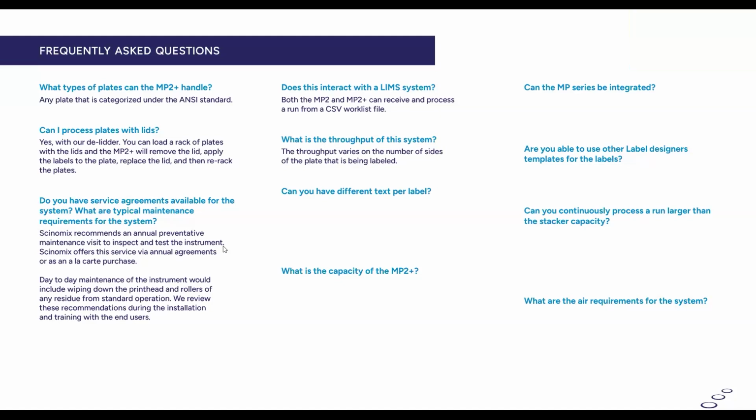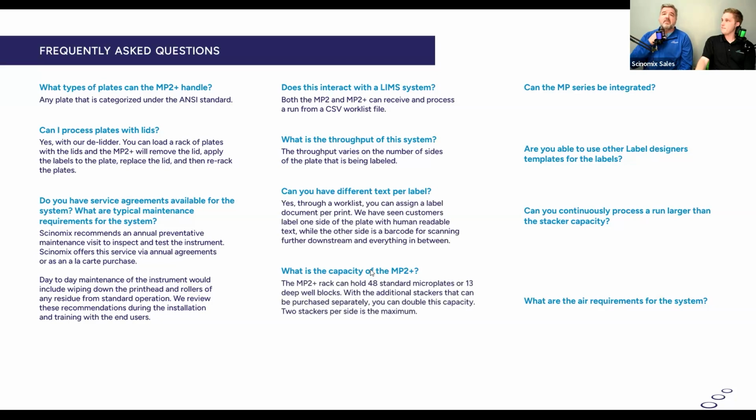Sure. And what's the capacity of the MP2 Plus? Does it differ at all? It differs based on the plate. With the first rack, you can have up to 48 plates, probably, give or take. It's going to depend on the height of the plate, but normally a standard 48, 96 well, 384 well plate would be about 48 of those plates. If they have lids, it's going to be less, 42 or 40. And then deep well blocks is somewhere around 13.